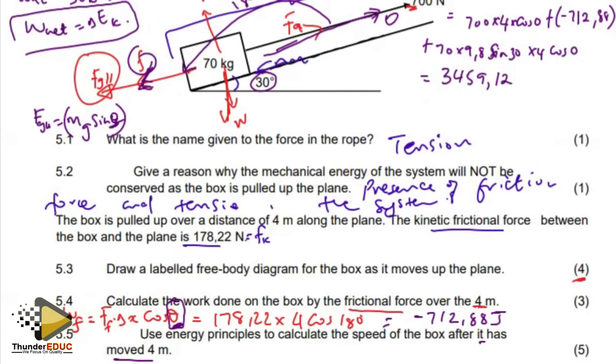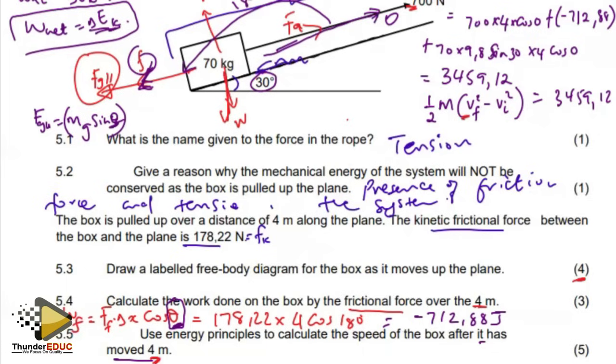Okay, so we say net work must be equal to the change in kinetic energy. So the change is going to be a half m, v final squared minus v initial squared. I think that's how I can best put it. So I'm going to equate all this to 3459.12. We know that the mass is 70, so a half of 70 is 35. Then I'll divide both sides by 35 and replace all the other information. So what do we want? Calculate the speed after it has moved up. So which means we need the final velocity.